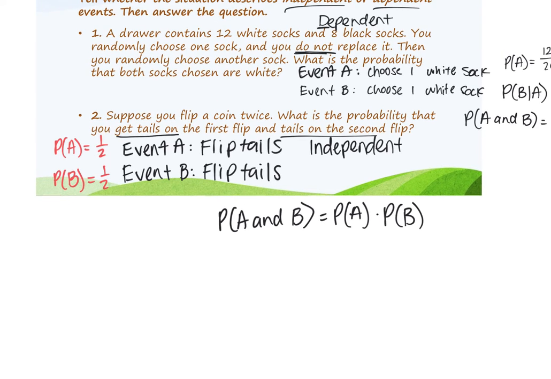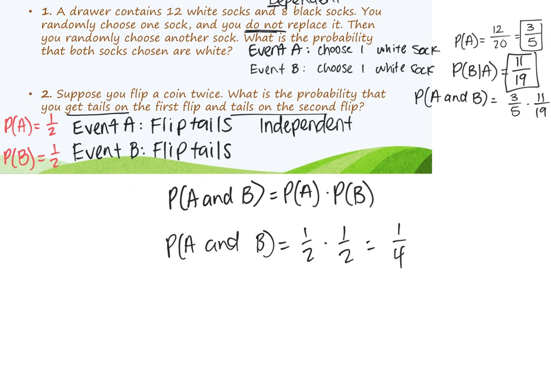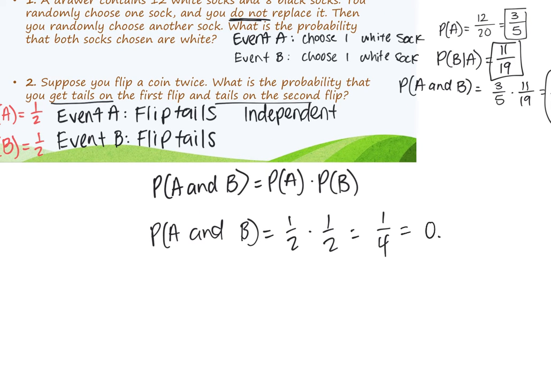So we take those values and we multiply them. So we're going to get the probability of A and B is equal to 1/2 times 1/2, which gives me 1/4. As a decimal, this is 0.25 or 25%.